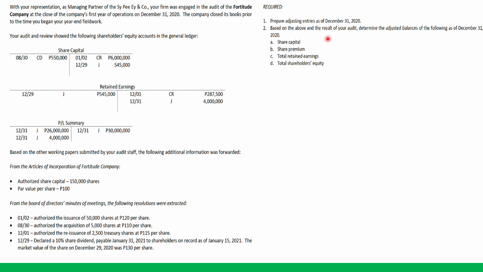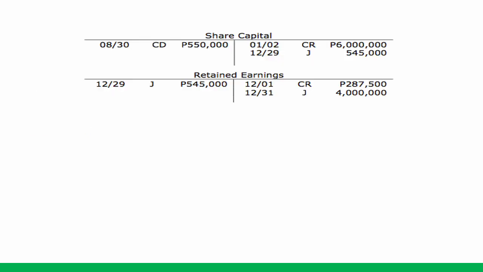And requirement number 2, adjusted balances of share capital, share premium, retained earnings, and shareholders' equity. Let's summarize the adjustments that we have identified earlier. The first one is the transaction of January 2. This one. So, we have already analyzed the effect earlier. The 6 million pesos was overstated with respect to the share premium.